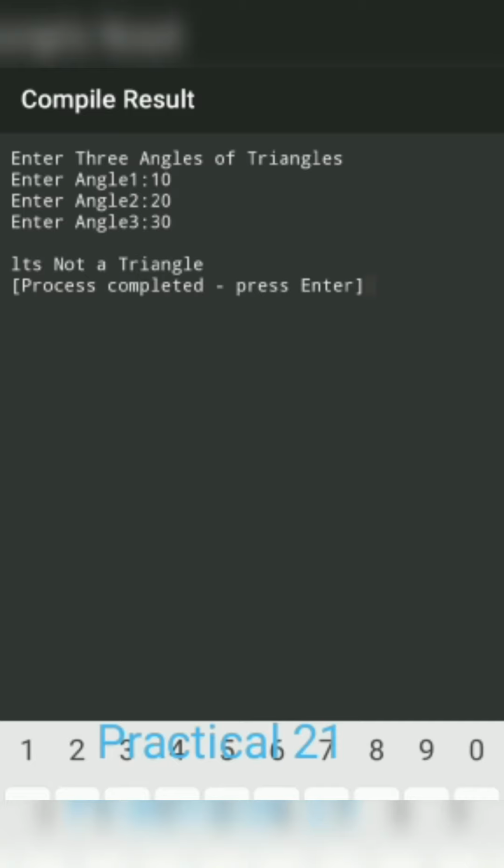So it is not a triangle. Why is it not a triangle? 10, 20, 30, 30, and 30, 60. All the measurements add up to 60. So it's not equal to 180.